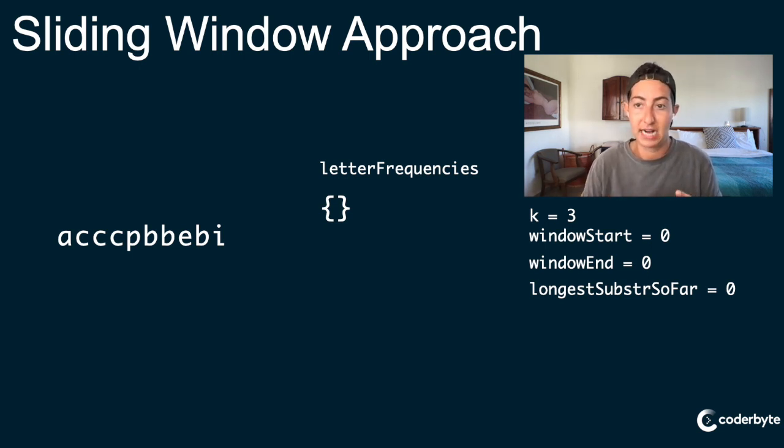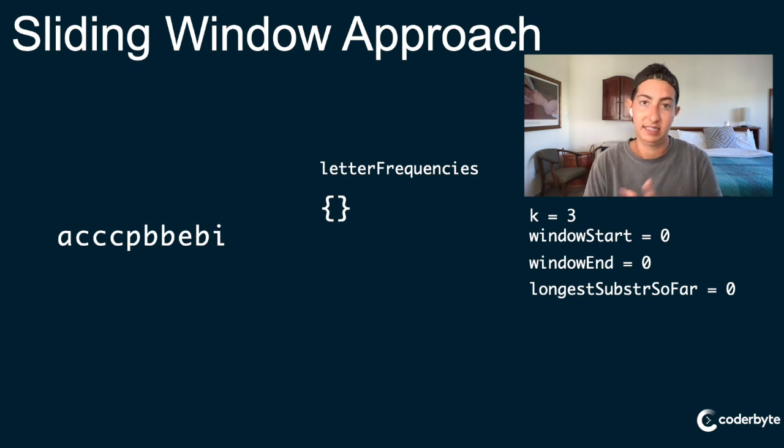We can only have a maximum of k distinct letters. And the only way to really track that is to keep track of what letters we have seen, and how many we have seen so far. You'll understand once we walk through this why it's important to know how many we have seen so far, because you might think, why do I have to know how many of a letter I've seen?